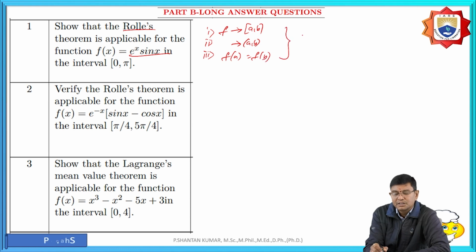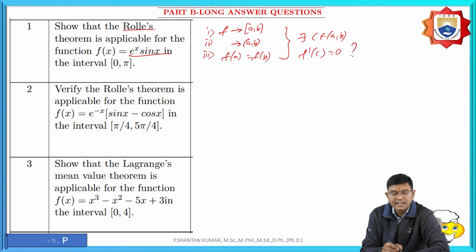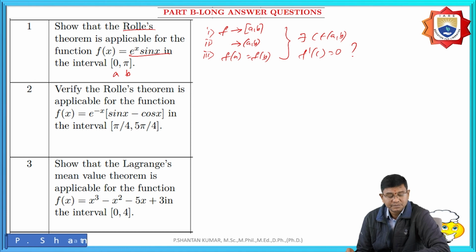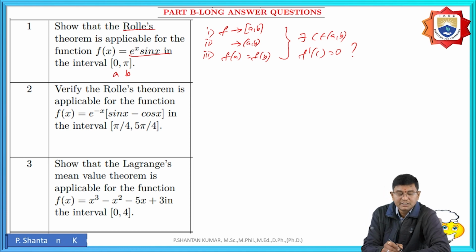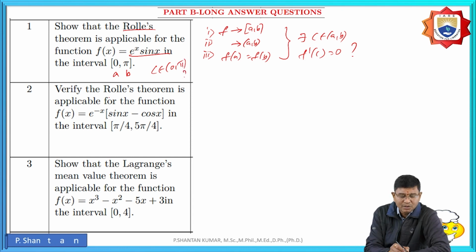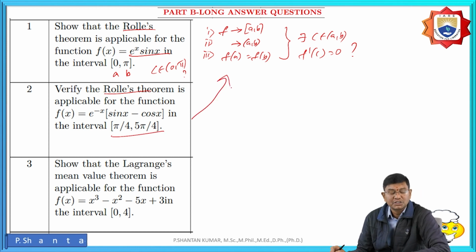Then there exists c belonging to a comma b such that f dash of c is equal to 0. And here a is nothing but 0 and b is nothing but pi, and for f of x we need to find the derivative. That means we need to use the product rule and find the solutions. And again here c belongs to 0 comma pi, clearly one of the solutions. And the second one, Rolle's theorem, is also given with functions, and it is also applicable in the same way as the first one.